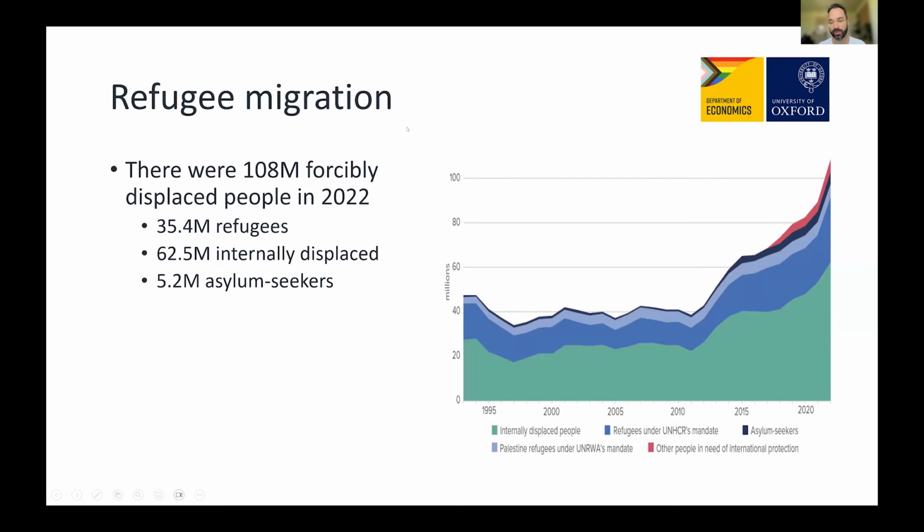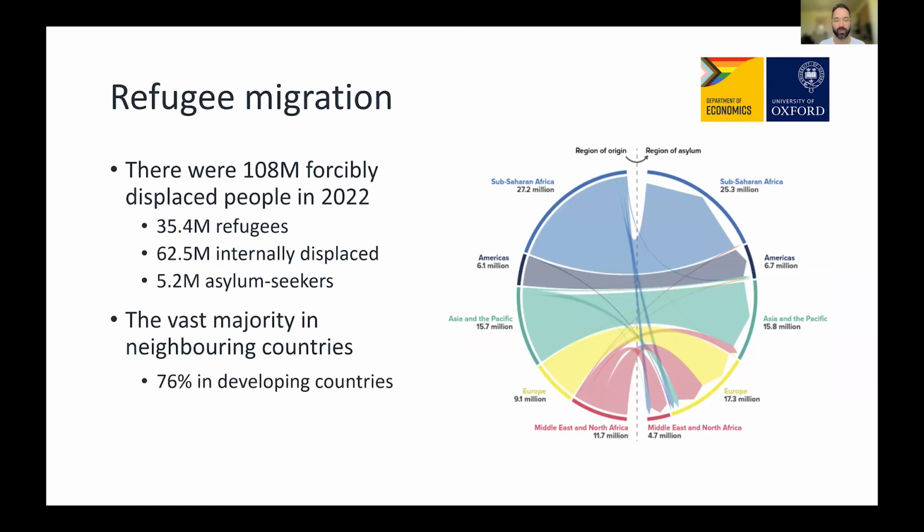The vast majority of these are internally displaced; they stay in their country of origin, and most of them stay in neighboring countries. So if you look at the refugee flow between different regions, very, very few refugees come from regions other than Europe to Europe. And in fact, 80% of refugees are hosted in other developing countries.